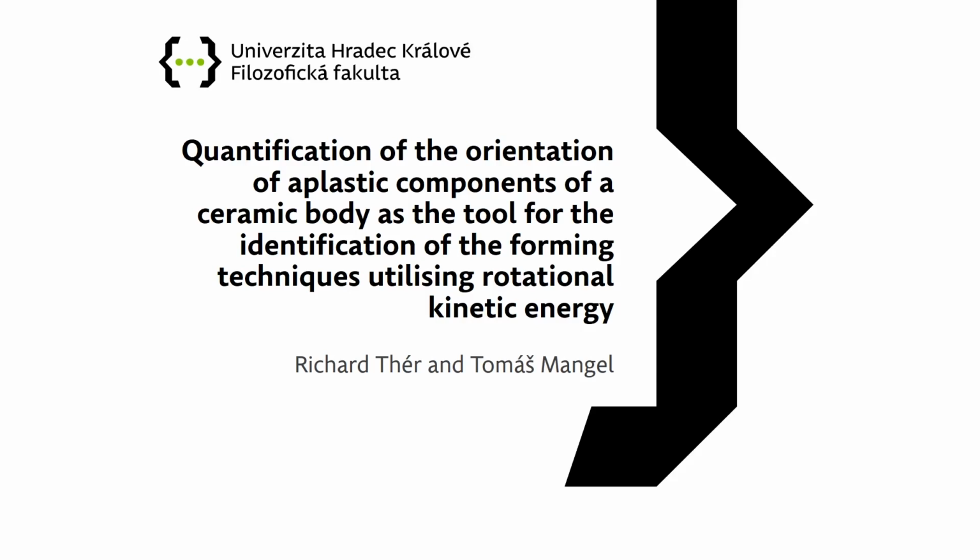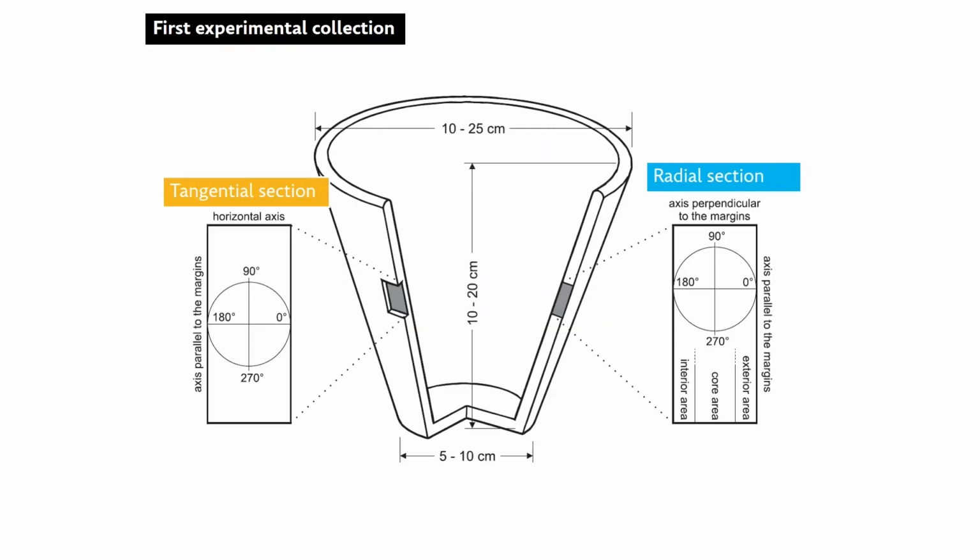Some years ago, we started to develop a methodology based on quantification of orientation and alignment of components of a ceramic body as one of the principal features reflecting pottery-forming techniques that are theoretically observable on every shard. We focused on the quantification as a way to refine the analysis of preferred orientation by defining exact intervals of orientation variability for the individual forming techniques and their combinations.